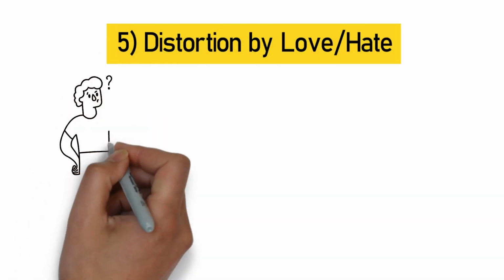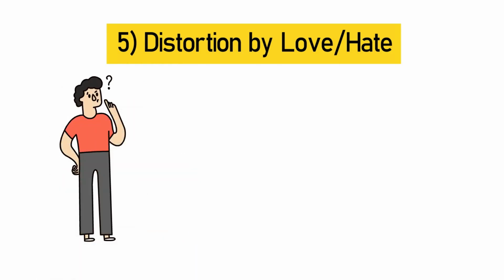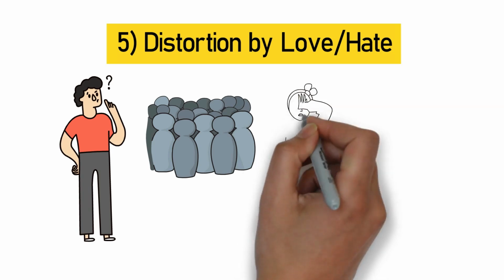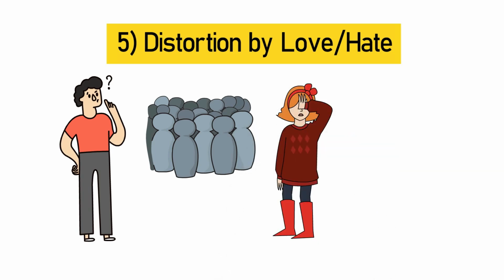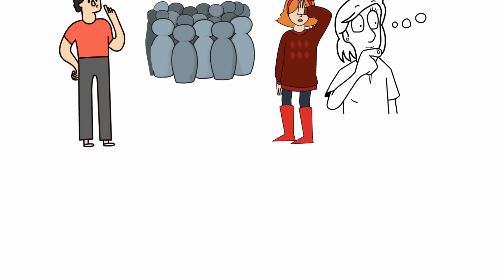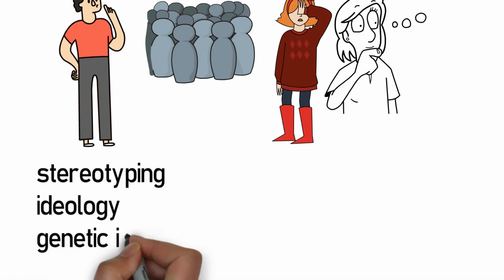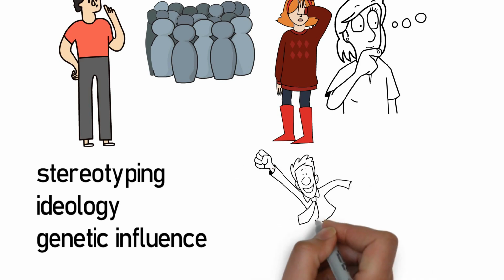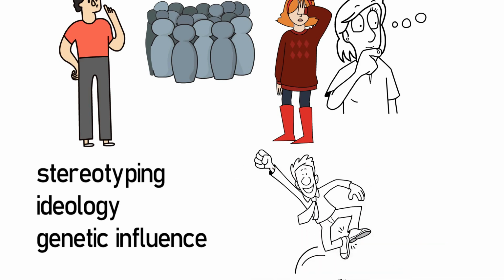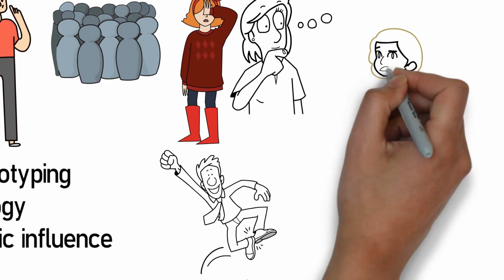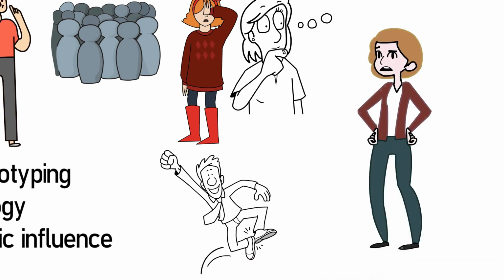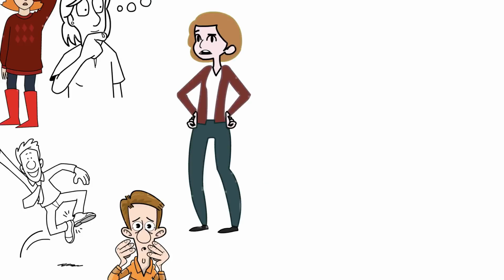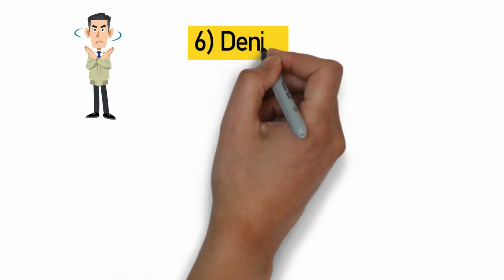Humans have a tendency to distort their thinking in favor of people or things that they like and against people or things that they dislike, based on past association, stereotyping, ideology, genetic influence, or direct experience. This tendency causes us to overrate what we like and underrate or broadly categorize what we dislike, often missing important nuances in the process. Number 6, denial.